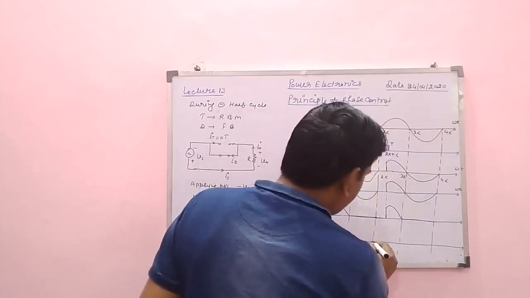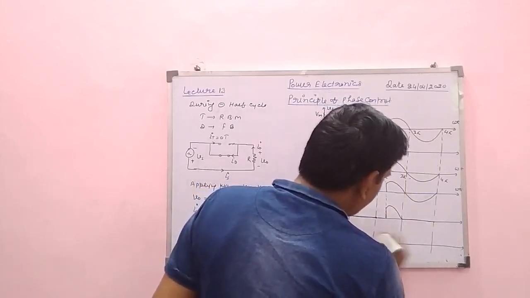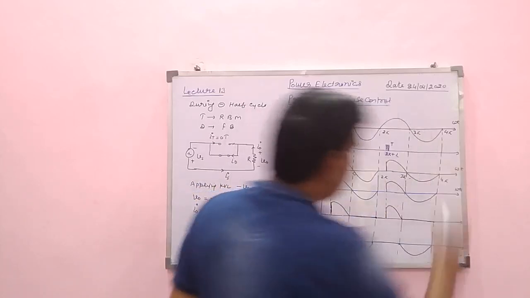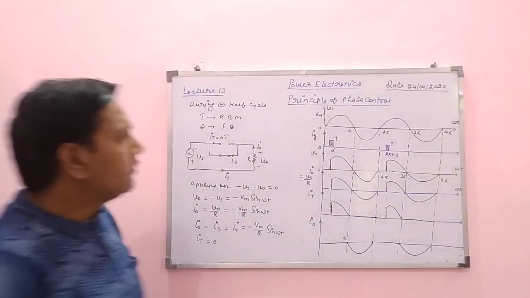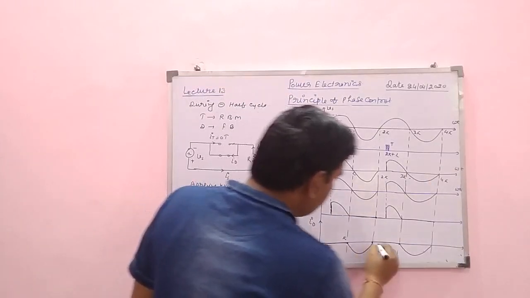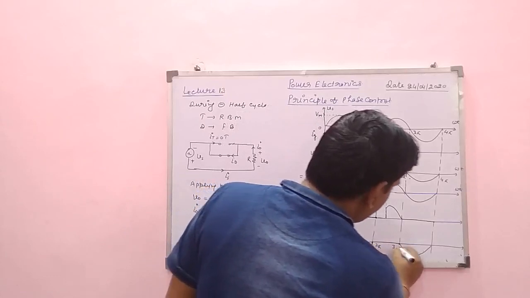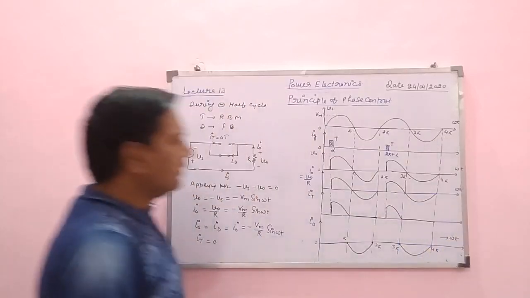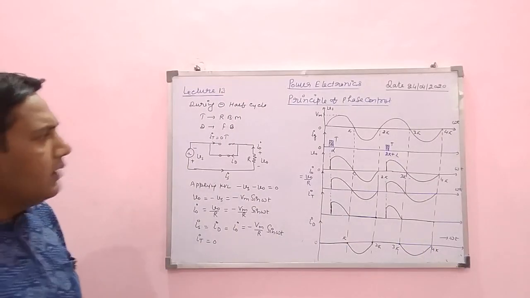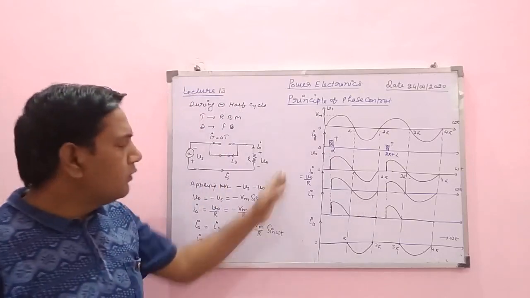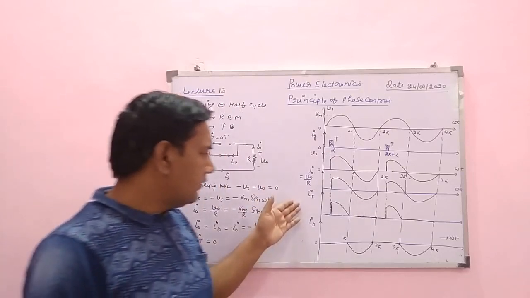The diode current will remain 0 from 2 pi to 3 pi, and it will follow the output current from 3 pi to 4 pi. Okay, so in this way we have drawn the waveform. This is 0, this is pi, 2 pi, 3 pi, this is 4 pi, and this is omega t. So we have obtained the different parameters like the output voltage waveform, output current waveform, and thyristor current and diode current.